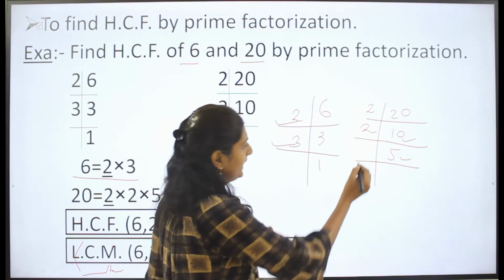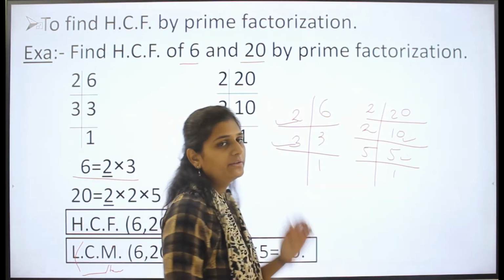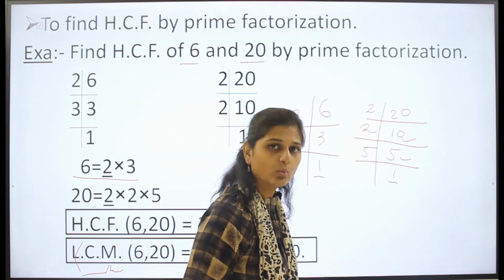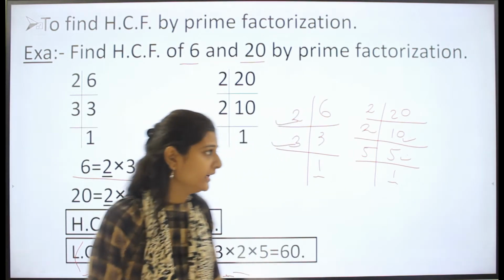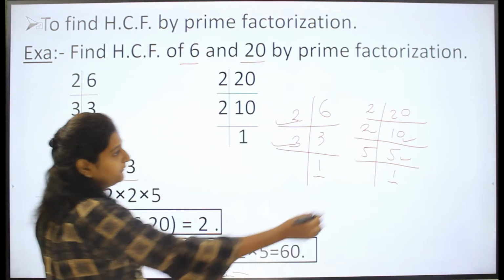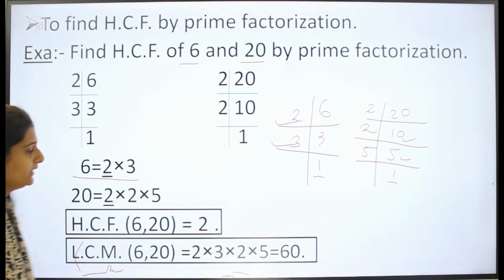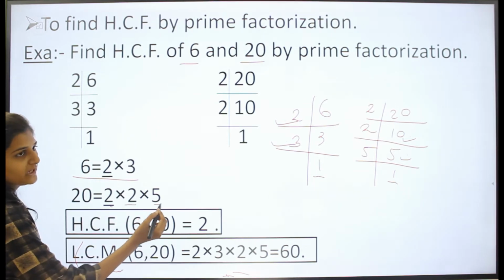So we have to take 5 ones are 5. Okay, this method you have to apply till you are not getting the answer as 1. So here the factors of 20 we have 2, 2 and 5. Okay, so you can write it as 2 multiplied by 2 multiplied by 5.